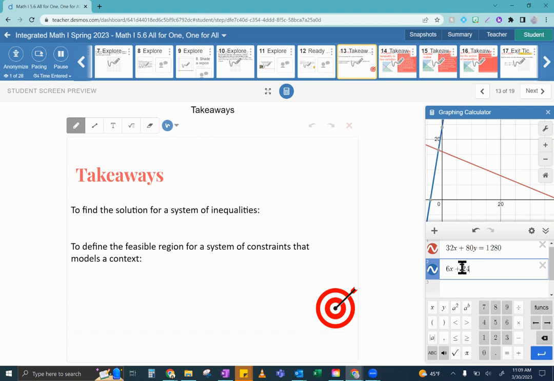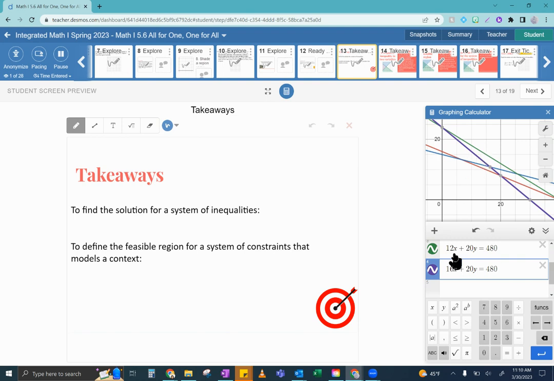So 6x plus 24y is equal to 360. And then we had 12x plus 20y is equal to 480. And then last but not least, we had 16x plus 20y equals 480. Okay, so you have this whole thing, and this is that shaded region we were talking about here.